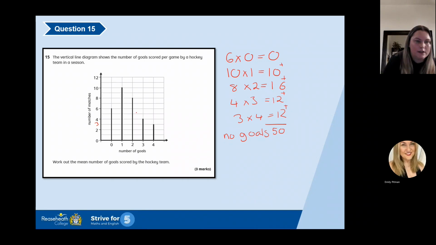So the number of the matches are the numbers here. So the 6, the 10, the 8, the 4, and the 3. But I need to add them together first. So 6, add 10, add 8, add 4, add 3. And that equals 31. What I need to do then is divide the number of goals by the number of matches. So we've got 50 divided by 31, which equals 1.61.